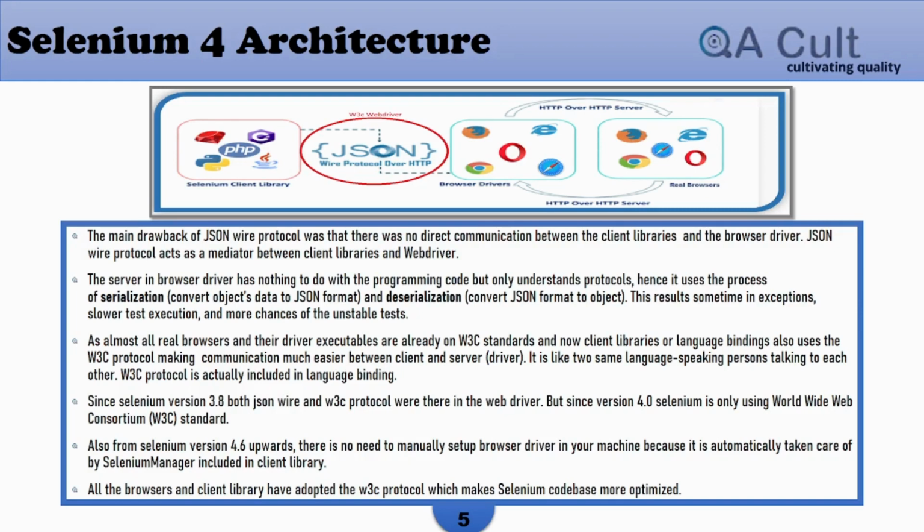And when the response is sent back from the browser to the browser driver, and the browser driver sends it back to the client library, at that time the deserialization happens, that is, JSON is converted into an object. So that is deserialization. But this is a cumbersome process. JSON wire protocol is converting the programming language into JSON. So this can result in some exceptions, slower test execution, and there are more chances of unstable tests.